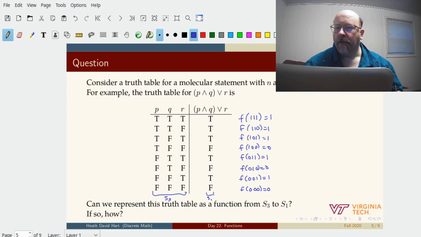It is a function because none of the first elements ever get repeated. And so this is the ordered pair (1, 1, 1) comma 1, (1, 1, 0) comma 1, and so on and so forth. All of these are ordered pairs in S3 cross S1, where we never repeat the first element of any ordered pair. And so this is something maybe a little surprising. A truth table is just a table for a function, but it's a function on a set of bit strings instead of a function on a set of numbers. Okay?